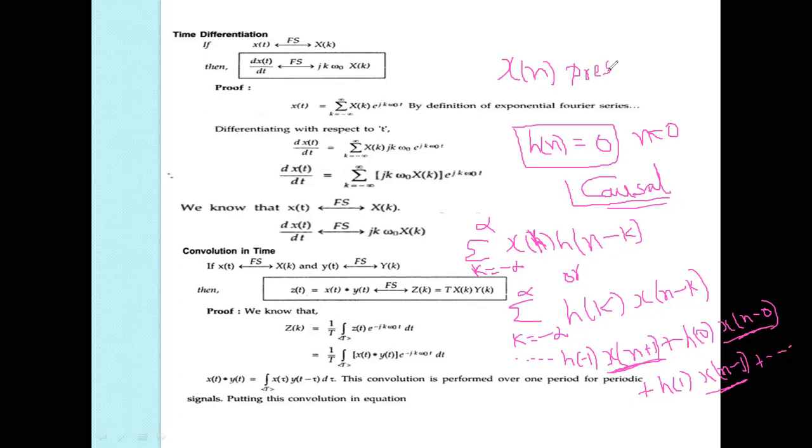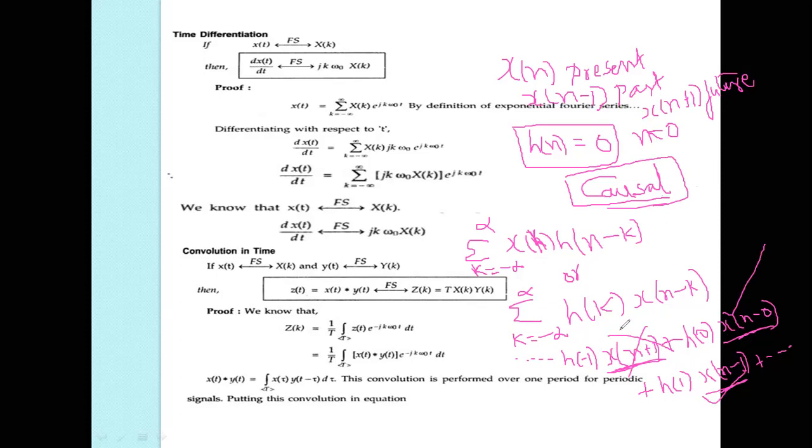x of n is the present, x of n minus 1 is the past, and x of n plus 1 is the future. Okay. So we can call a system causal when it depends upon the present input x of n and also on the past inputs, x of n minus 1. It does not depend upon the future input.